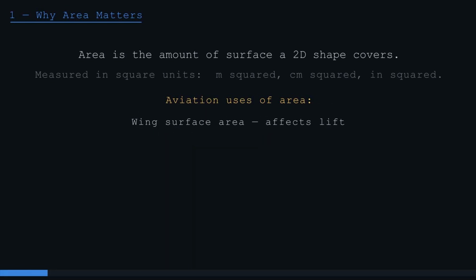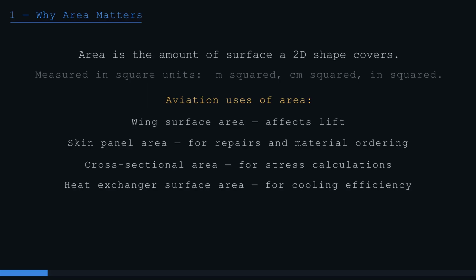Area is the amount of surface a flat shape covers, measured in square units such as square meters or square centimeters. In aviation, area calculations are used for wing surface area, which affects lift, skin panel area for repairs, cross-sectional area for stress calculations, and heat exchanger surface area for cooling efficiency.